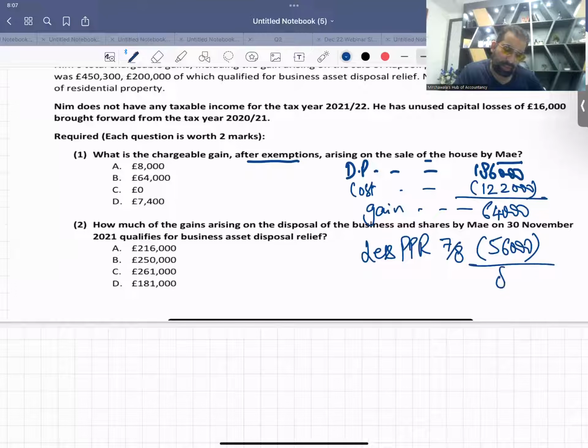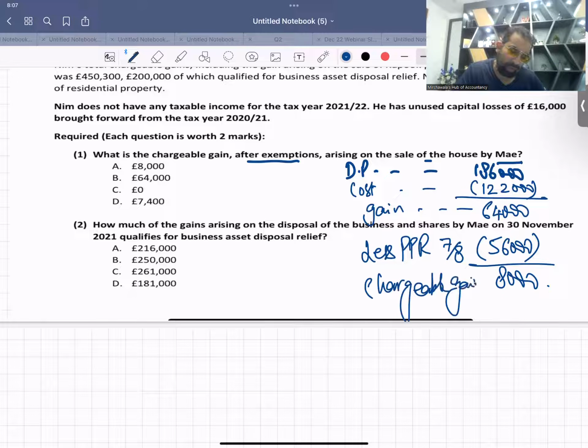So this 8,000 is your final chargeable gain, which is 1/8. So the answer is A. Okay. Right, so it was not difficult, very straightforward.